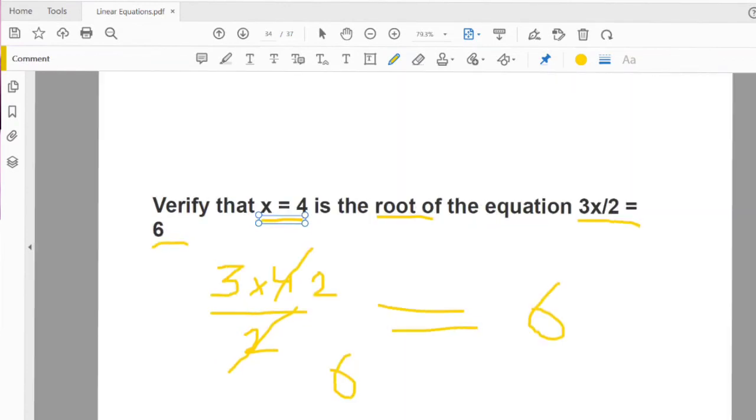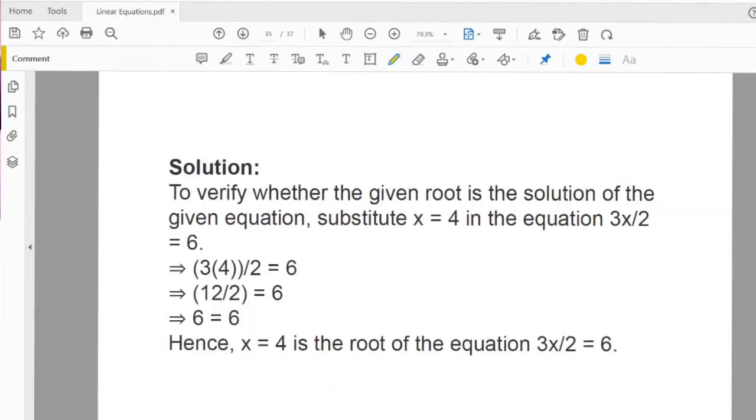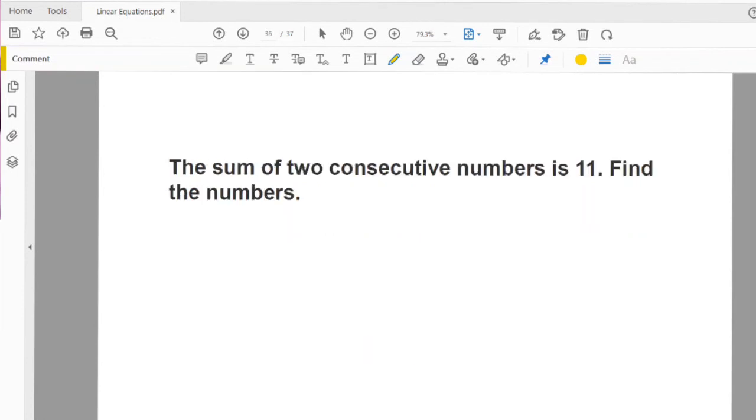Moving on to another question. So this is the solution. Here we have put the value of 4 in the equation and we got the answer 6 equal to 6. And when LHS is equal to RHS, the root of the equation is proved. Fine. Now this is the second question.